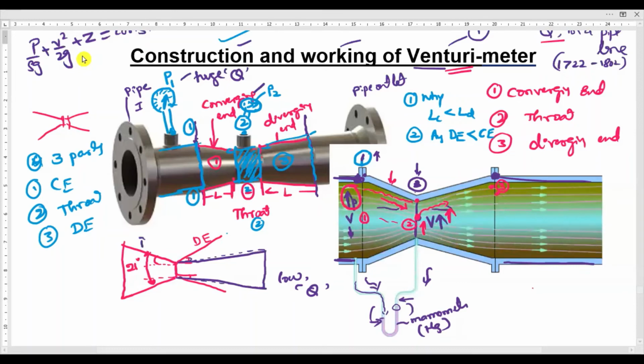So this is one part, the converging part, this is the throat, and this is the diverging part. This part will be connected to a pipe where you are going to measure the flow rate of water, that is discharge, and this end is also connected to the same pipe. So this will be the pipe. Understood? Just observe here, the length of the diverging part is more. When the length is more, obviously the angle is less, as you can see here.